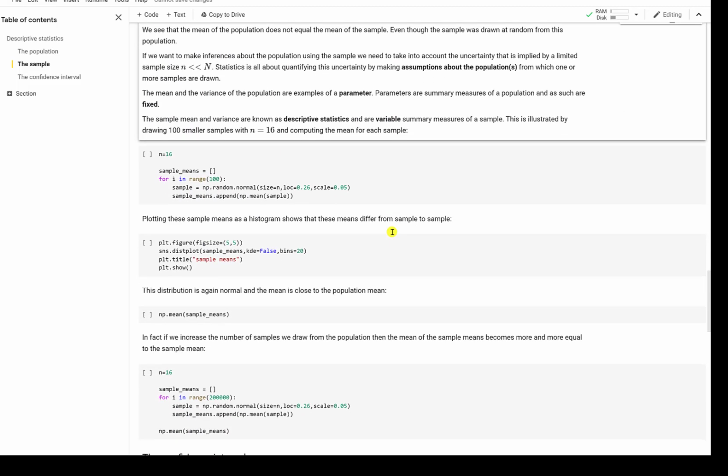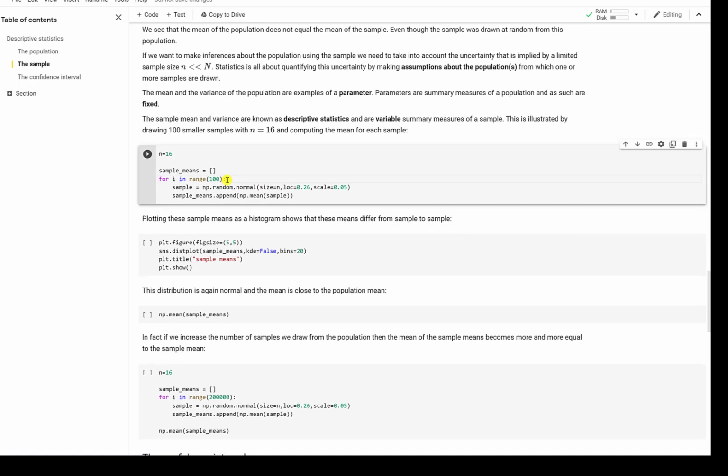Now we're going to do the exact same thing, but we're going to do it 100 times, and instead of sampling 60 individuals, we're going to sample 16 individuals. That's what we're doing here, the sampling. We're sampling from the same population, with the mean 0.26 and the standard deviation 0.05. All of these 100 samples that I'm randomly drawing from that population each contain 16 points, and all of them are drawn from the same population.